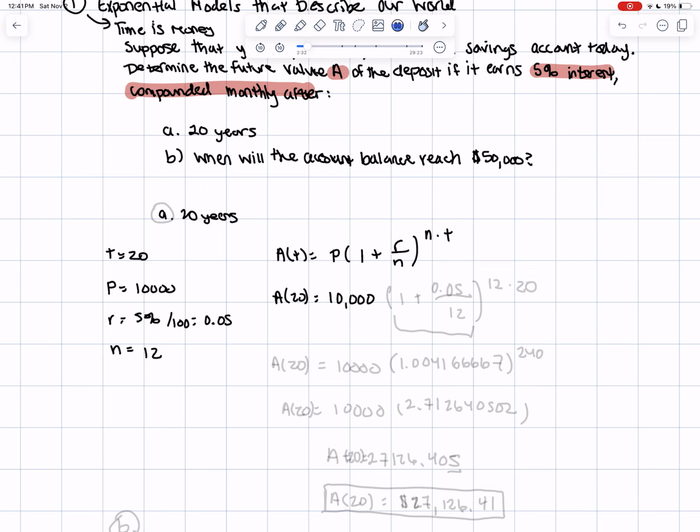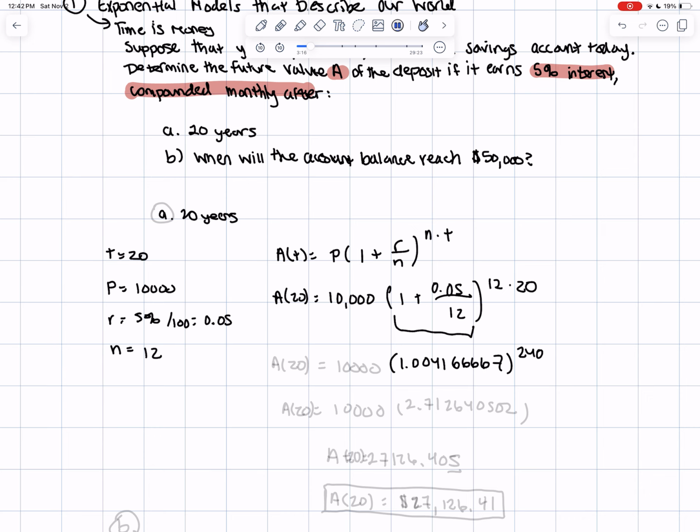Now let's put it all into our formula. So 1 plus r is 0.05. Make sure you divide by 100. If you don't, it'll make your information incorrect. And then we do n. So n was 12 and our time was 20. Now we just evaluate this. I'm going to do the parentheses first. So 0.05 divided by 12 plus 1 gives me 1.004166666 raised to 12 times 20. So 12 times 20 gives me 240.